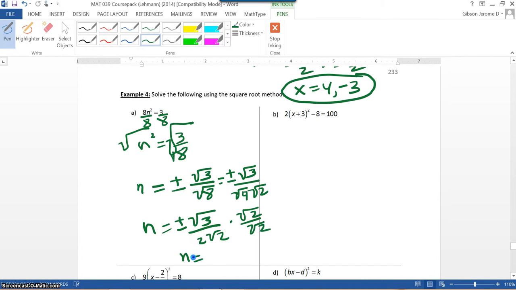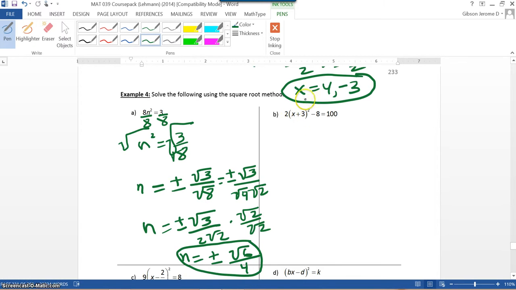So in our numerator, we will have n is equal to plus or minus square root of 6 in our numerator. Now our denominator, we know the square root of 2 times the square root of 2 is the square root of 4, which we know is 2, times 2 is 4. So this would be our final answer.